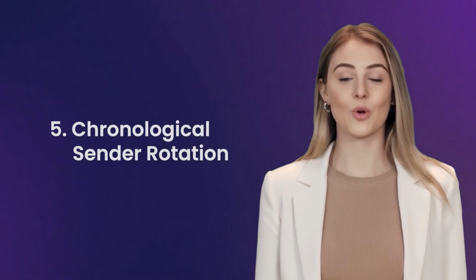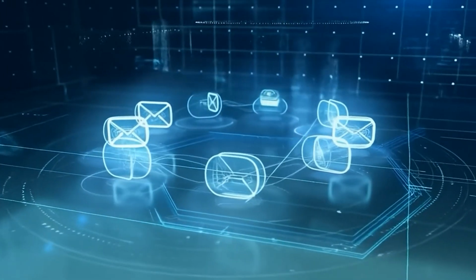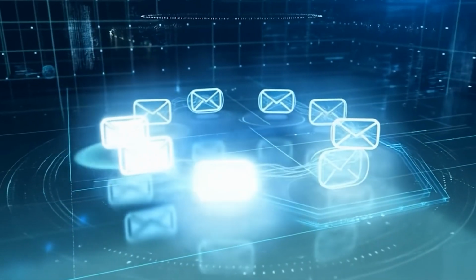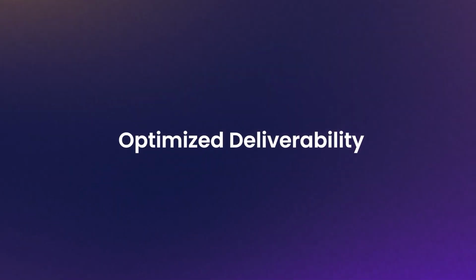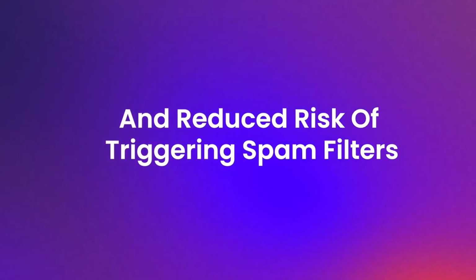Fifth, chronological sender rotation. Define the exact order in which multiple senders are used. Chronological sender rotation ensures balanced email distribution, optimized deliverability, and reduced risk of triggering spam filters. Now, let's see how the extension works in real time.